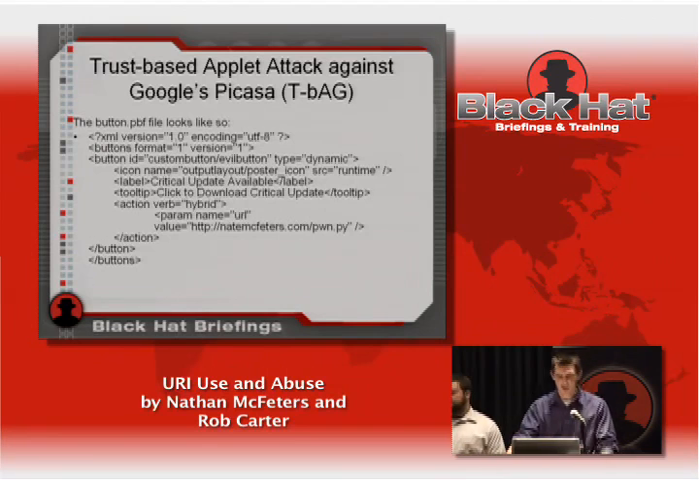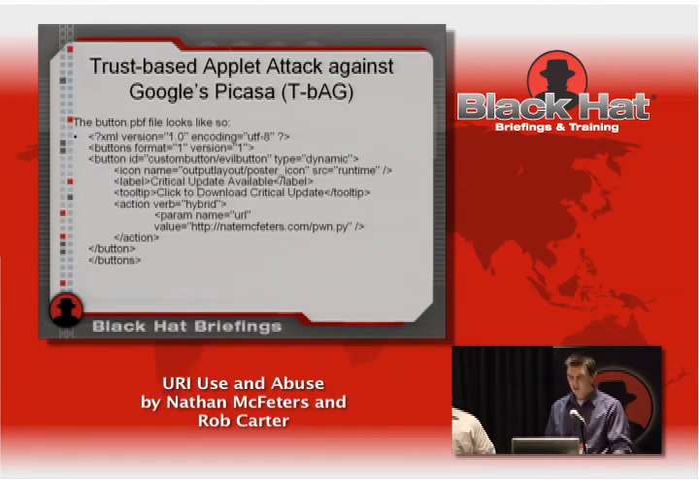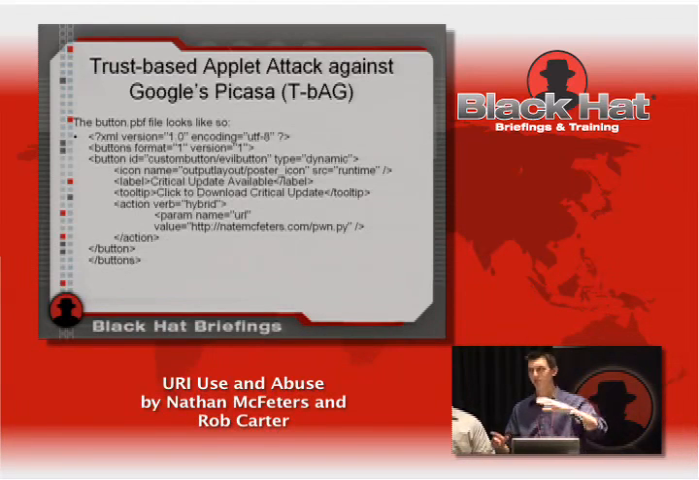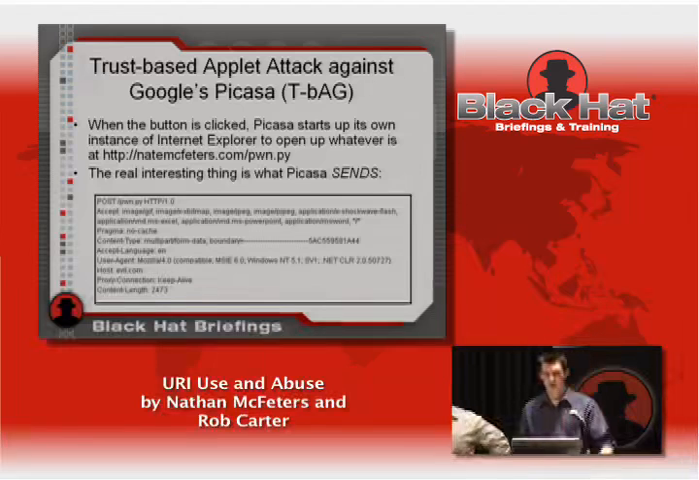Inside of the action tag, there's another one called param, and inside that is a value, natemcfeters.com/pwn.py. What actually happens is when you click this button, Picasa will go out to natemcfeters.com/pwn.py. It'll send a request there, then start up its own instance of a browser inside Picasa and display whatever comes back. The real interesting thing is that when this button's clicked, Picasa spawns Internet Explorer inside of itself. And what it sends, up here you can see the headers.